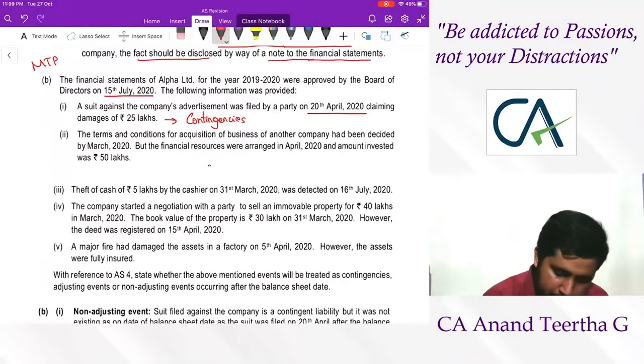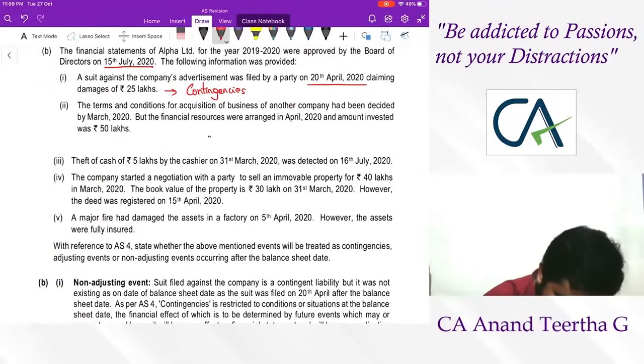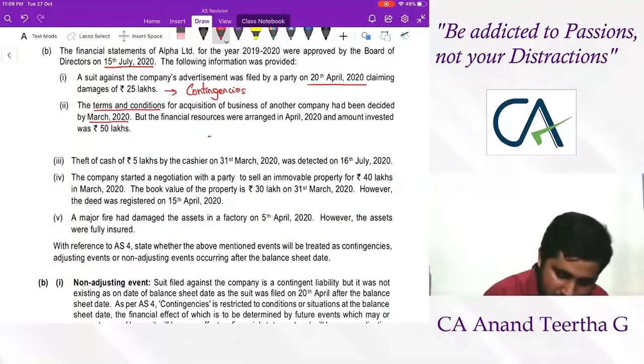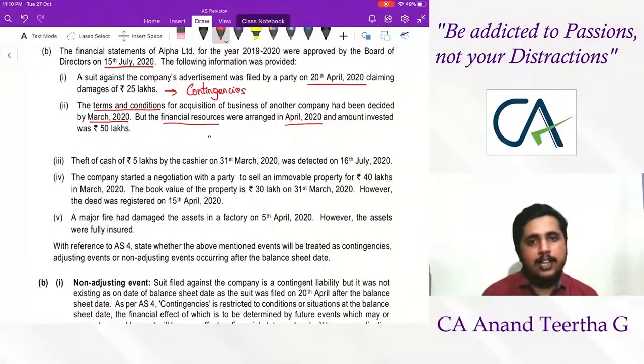Okay, second one. The terms and conditions for acquisition of business of another company had been decided by March 2020. Financial resources were arranged in April 2020 and the amount invested was 50 lakh. So you wanted to invest in another company. Terms and conditions were already decided by March 2020. Only financial resources were passed on in the month of April.